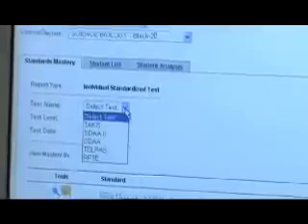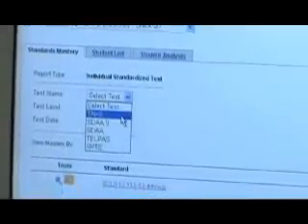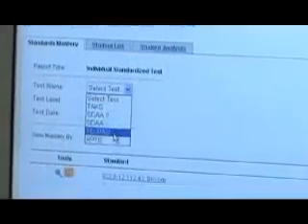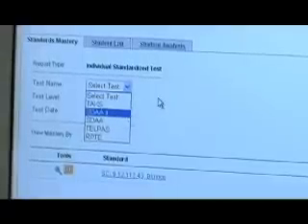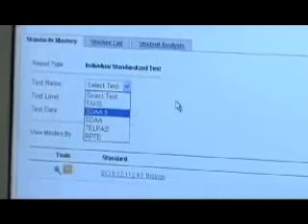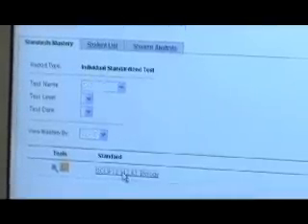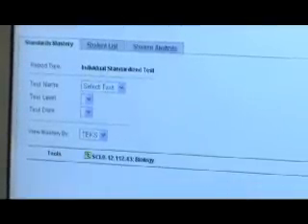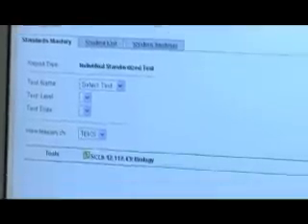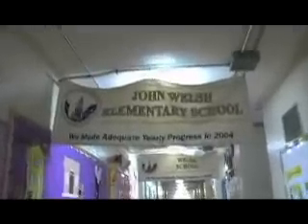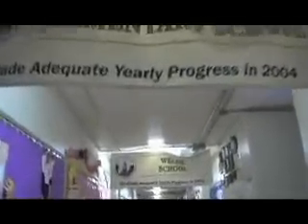We have 3 years of test data, our SDAA, TELPAS, RTPE, and we can select a test, we can select a level, and select the date that they were tested. So this is awesome when it comes to remediation and tutorials, and this is embedded in line so that we can look at student data. I can pull it up by standards, by student list, or by student analysis. We have made AYP consistently for 4 years in a row.